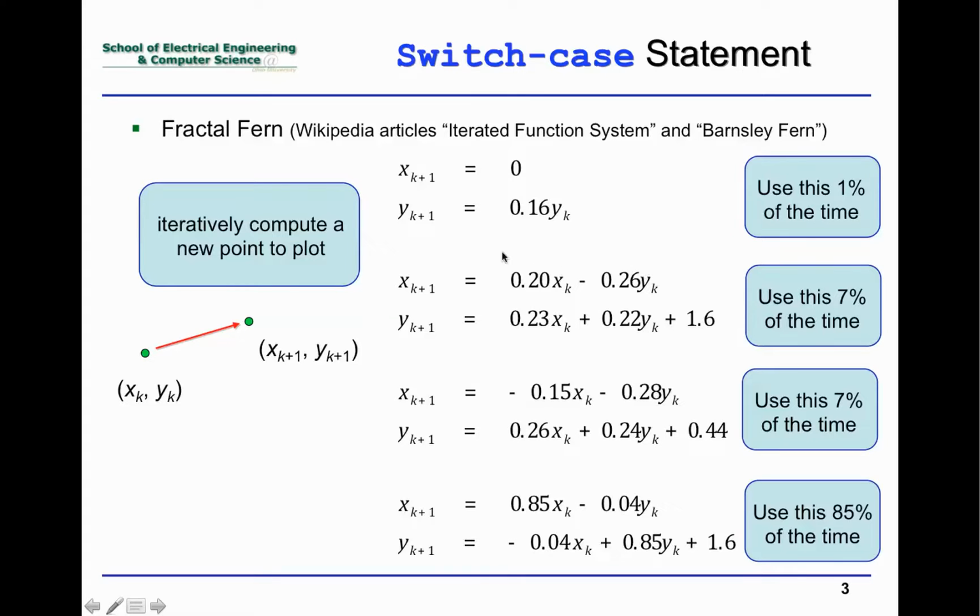Now 7% of the time you're going to execute this algorithm. And again, the next x coordinate is given by 0.2 times the previous x coordinate minus 0.26 times the previous y coordinate. And then similarly for the new y, it's a function of the previous x and y, and then also an offset. Another 7% of the time you're going to execute this algorithm, and then all the rest, which is 85% of the time, you will execute this statement.